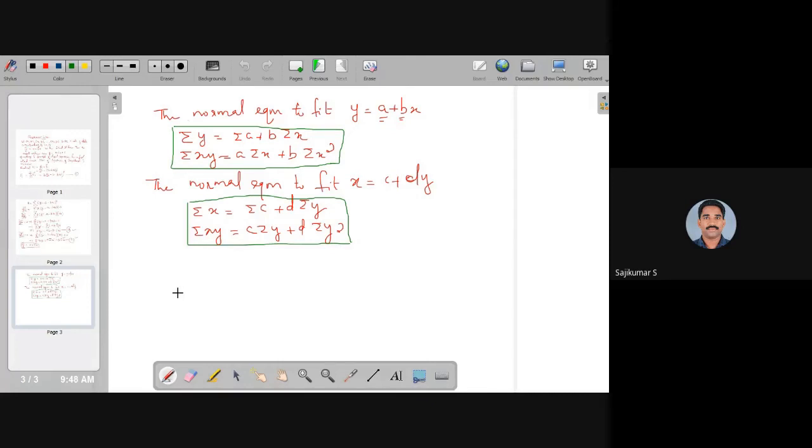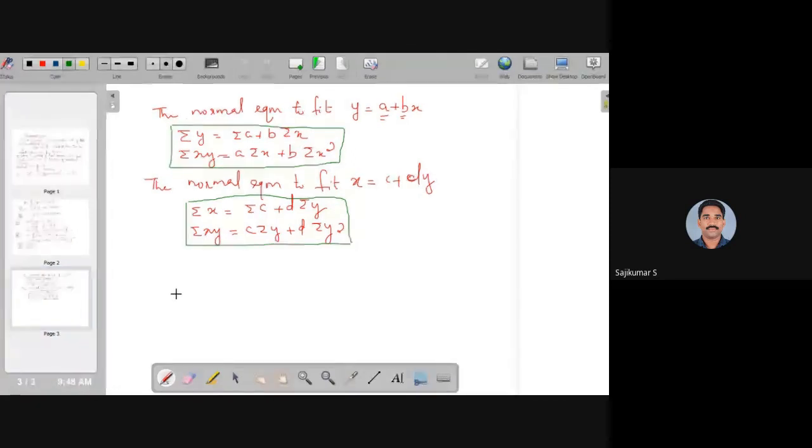The equation of the straight line is y is equal to x. What is the regression of y on x? Regression of y on x is the equation y is equal to x. And what is the regression equation of x on y? That is x is equal to y. Both the lines are identical. So in that situation, y is equal to a plus bx and x is equal to c plus dy will give the same straight line.